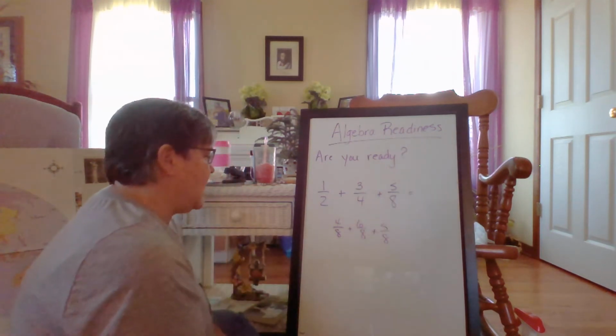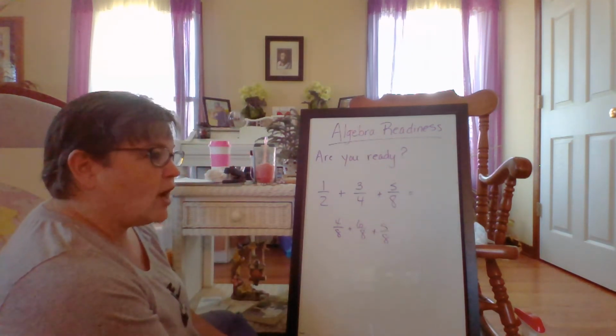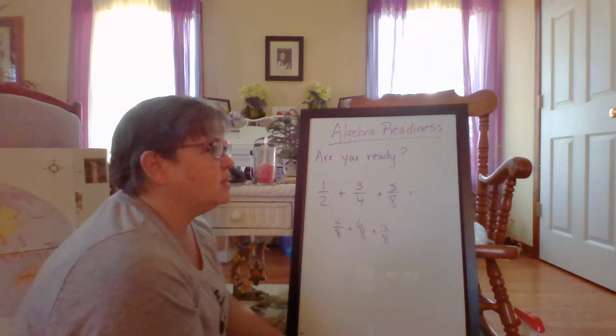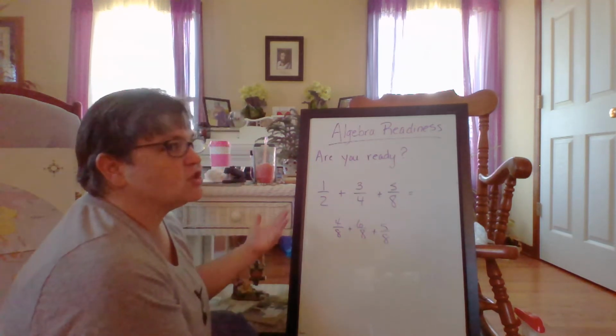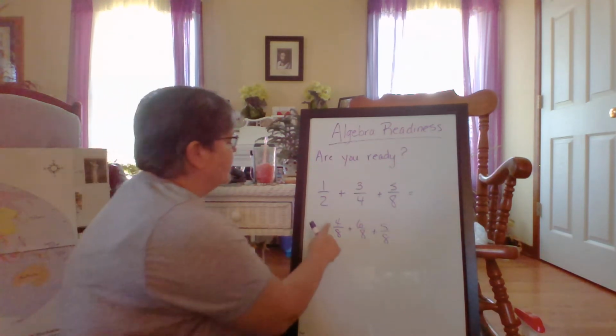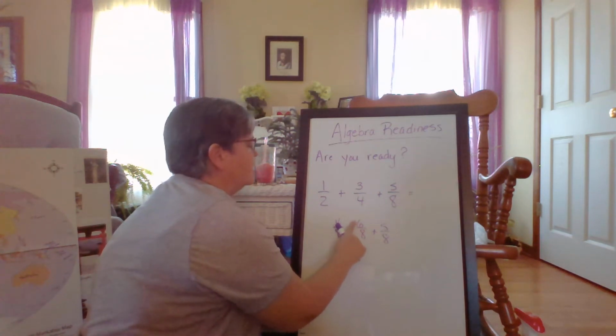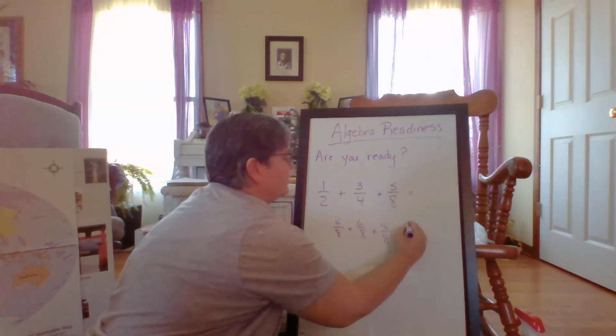It's already 8. And when I add or subtract fractions, the denominator stays the same. I'm just going to add my numerators. 4 plus 6 is 10. 10 plus 5 is 15.